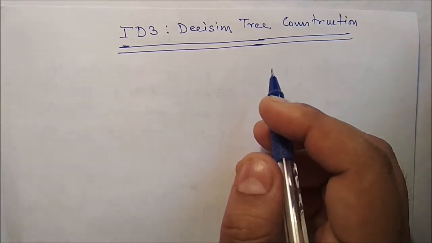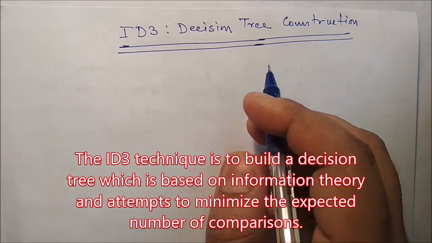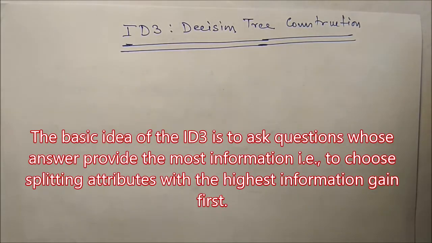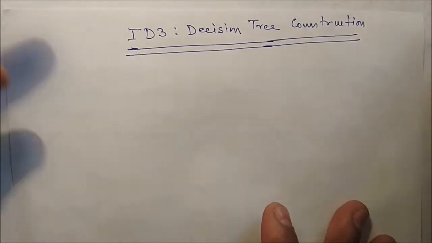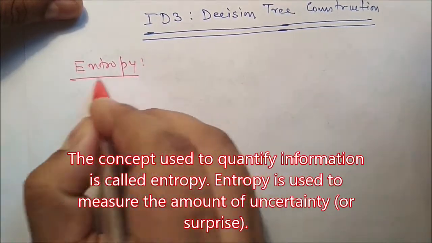Now the ID3 technique to build a decision tree is based on information theory and attempts to minimize the expected number of comparisons. The basic idea of ID3 is to ask questions whose answers provide the most information, that is, to choose splitting attributes with the highest information gain first. Now to implement it, we should know one term, entropy.